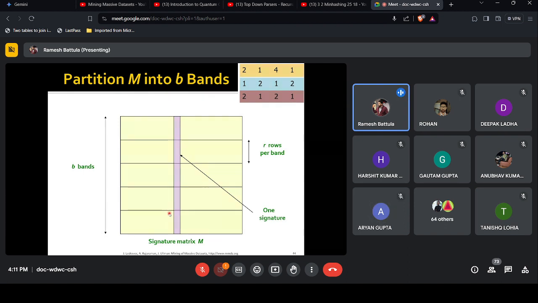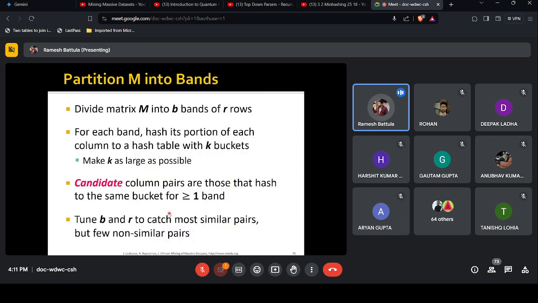Here you have b bands, and each band requires r rows per band. So divide that matrix into b bands of r rows. For each band, hash its portion of each column into a hash table with k buckets. Here k should be as large as possible. And we have to find the candidate column pairs: columns that fall in the same bucket for at least one band.